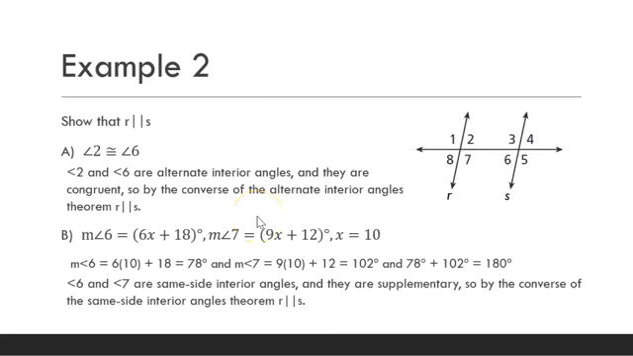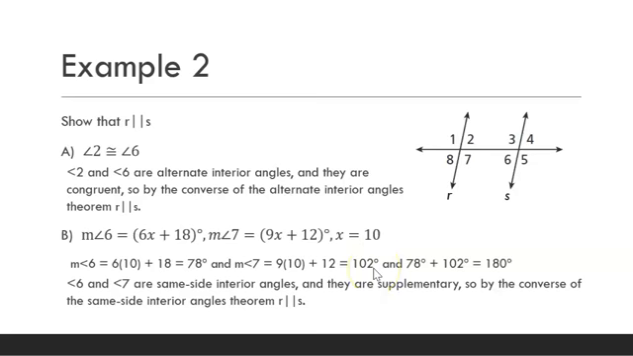So angle 2 and angle 6 are alternate interior angles, and they're congruent. So I can say that R is parallel to S by the converse of the alternate interior angles theorem. Now for angle 6 and 7, what I did is I put in 10, and I got angle 6 is 78 degrees, and angle 7 is 102 degrees.